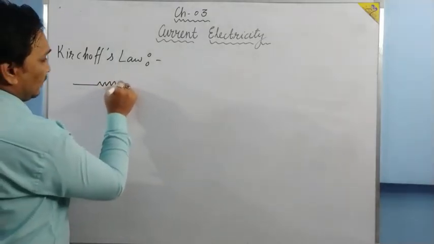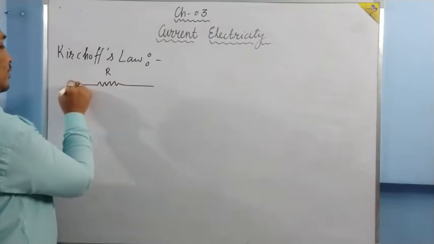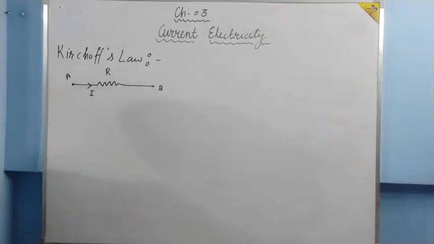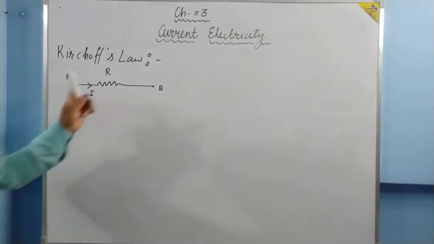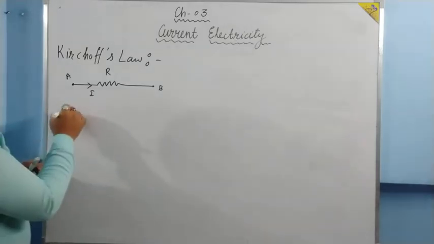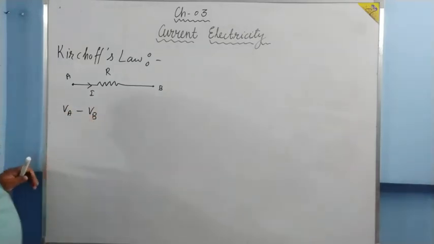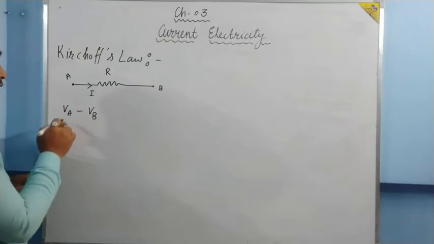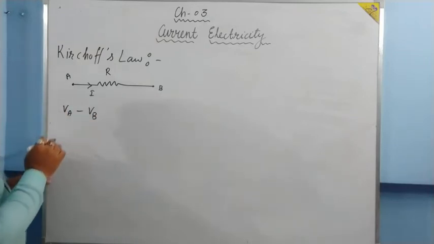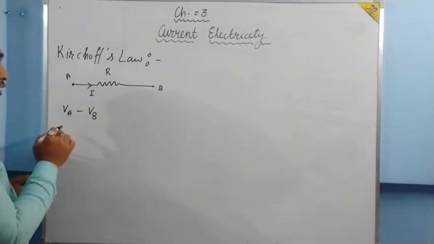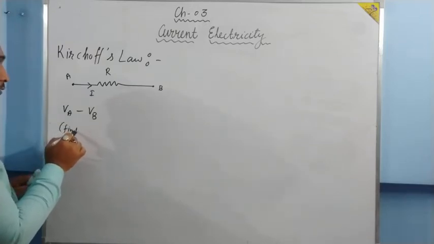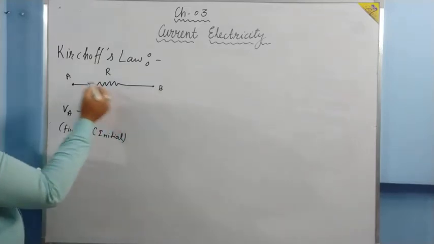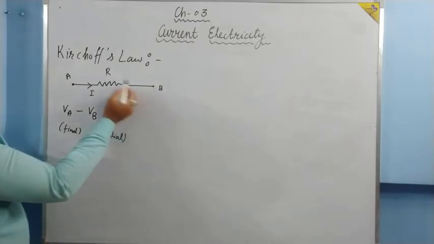Suppose a resistor is there, which is given as R. This point is A, this point is B, and a current is flowing through the resistance, that is your I. So what is the potential difference between A and B? If you write VA minus VB, so basically this is your final point and this is your initial point. Final minus initial you have to write, right? So this point is final and this point is initial. So you have to move from B to A.